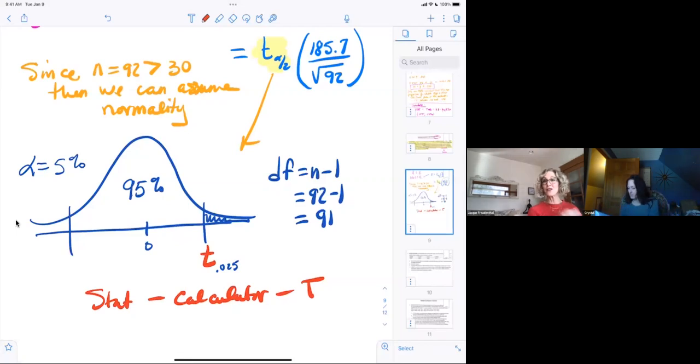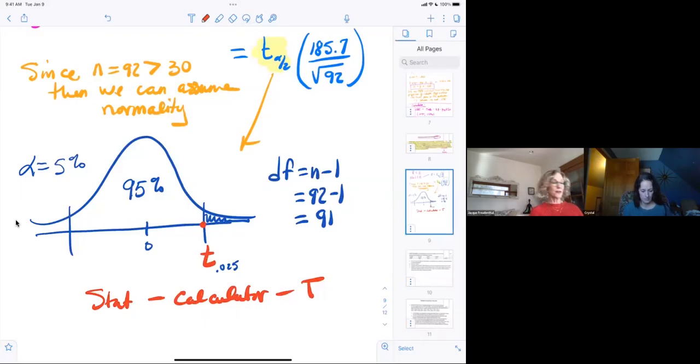Similar process, but make sure you're choosing the correct calculator, the correct inverse, the correct process to find it. Did you find it? It is just capital T. Yeah, I just found it in my notes. So it's stat calculator and then capital T. Thank you so much.